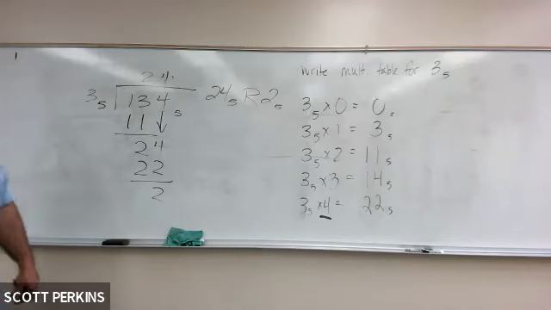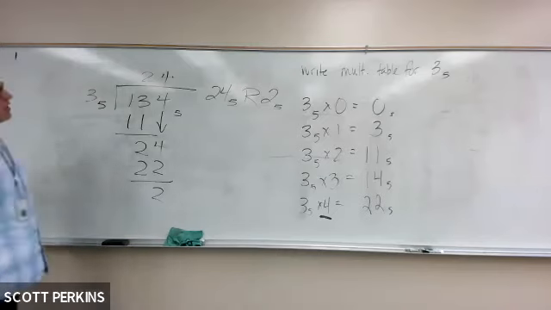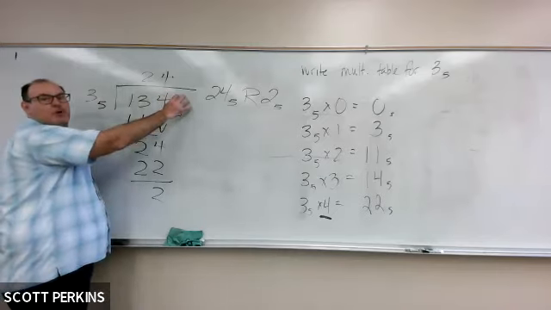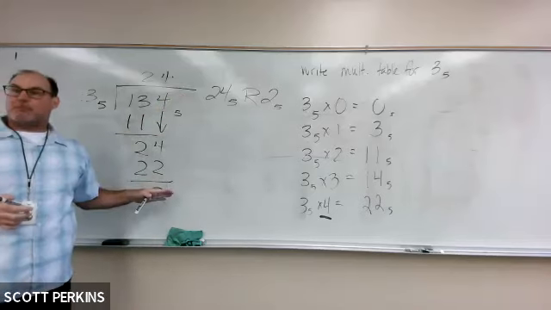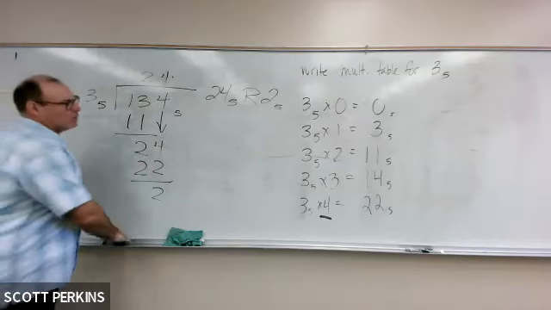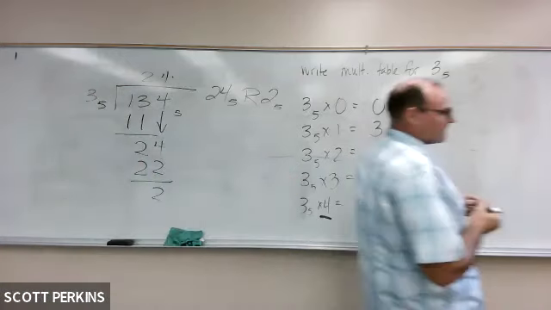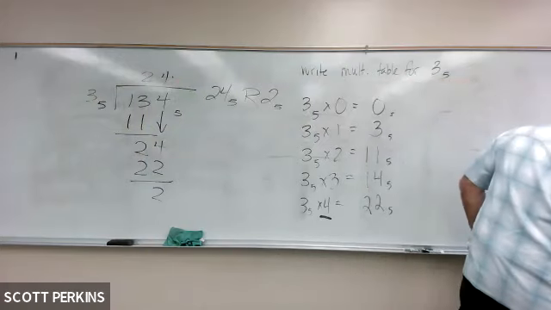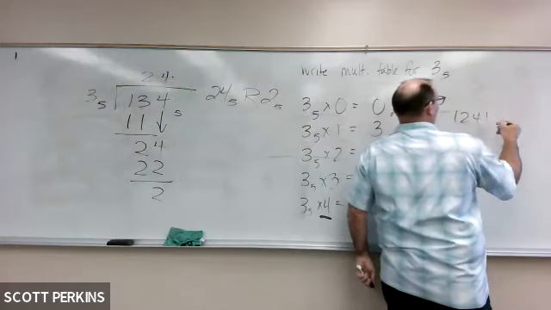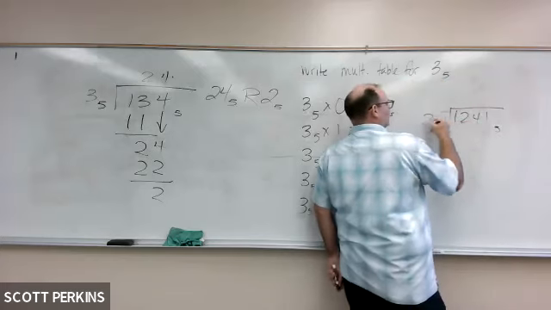A 0 where? There's no other numbers here. So on the other one that we did, we had brought down a number and then it wouldn't go in. So yeah, we get 2 base 5.